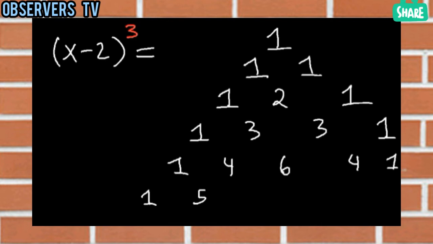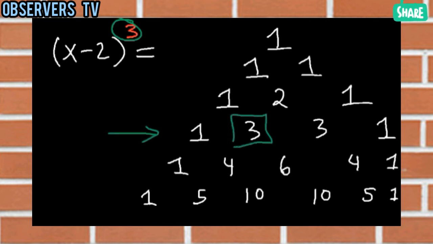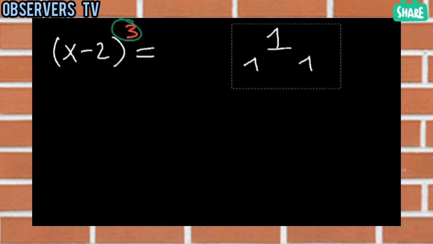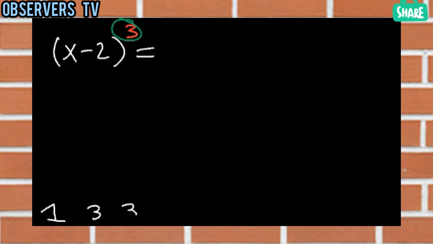1 plus 4 is 5. 4 plus 6 is 10. And so forth. Now, notice that we have an exponent of 3. So we want to use this row where the second number is 3. So the coefficients that will be useful to us are 1, 3, 3, and 1.